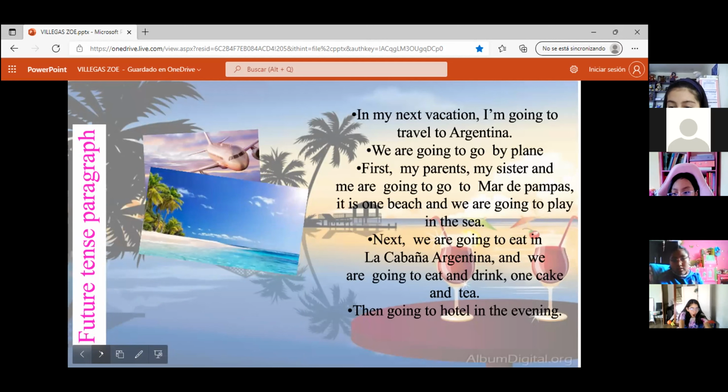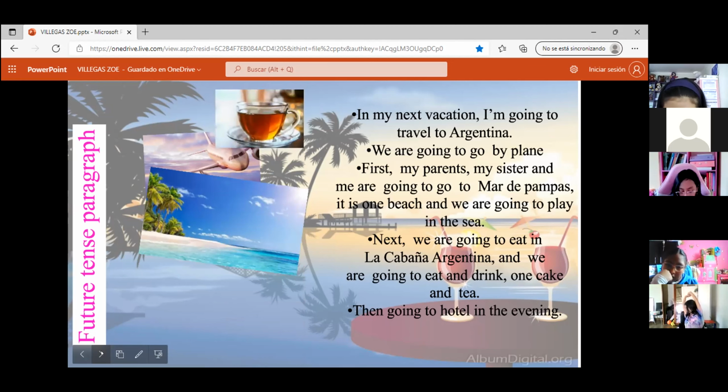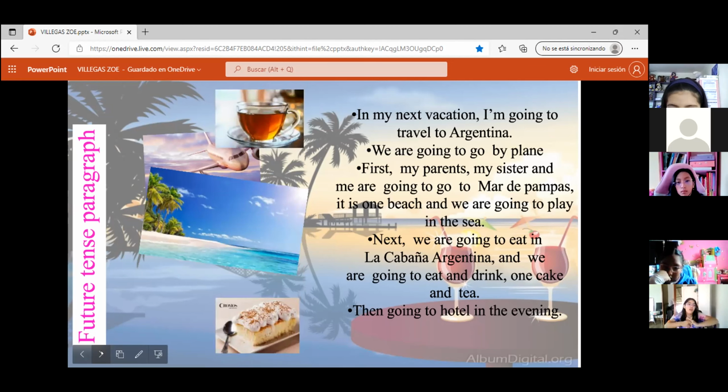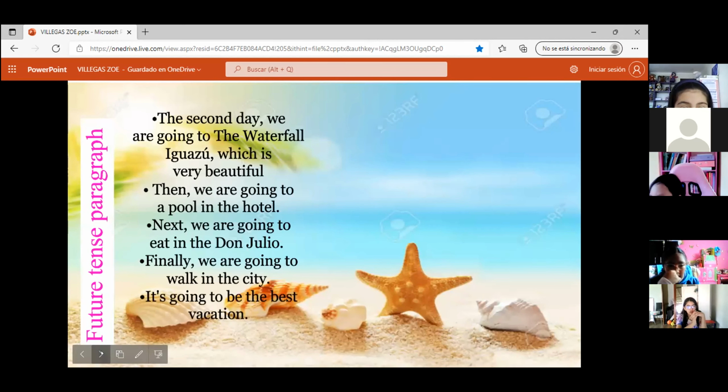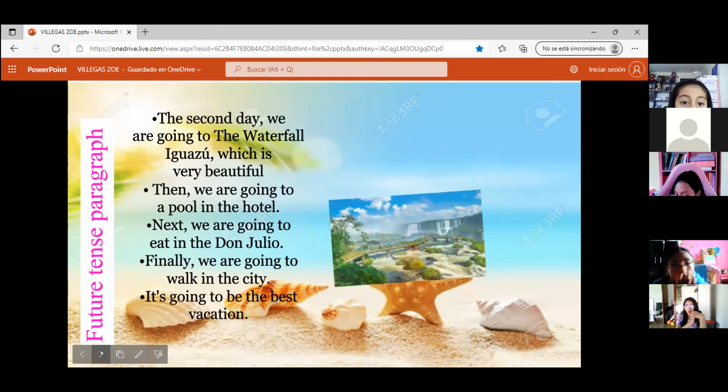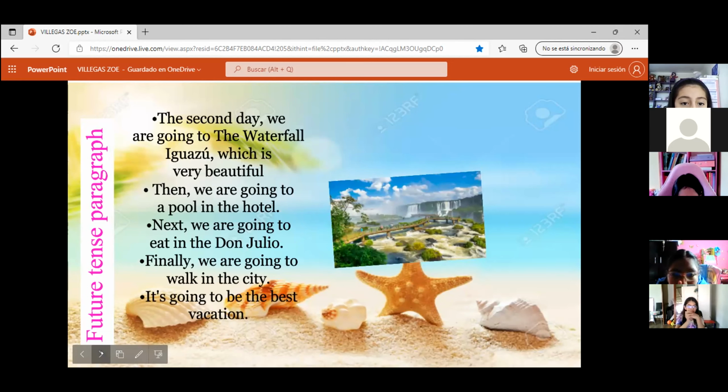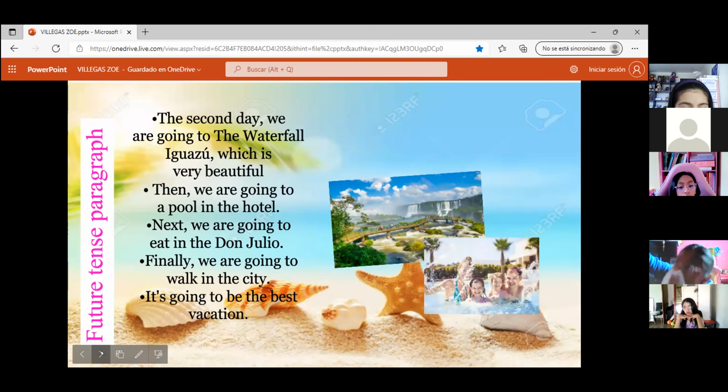Next, we are going to eat in La Cabaña Argentina, and we are going to eat and drink one cake and tea. Then going to the hotel in the evening. The second day, we are going to the waterfall Iguazu, which is very beautiful. Then we are going to a pool in the hotel.